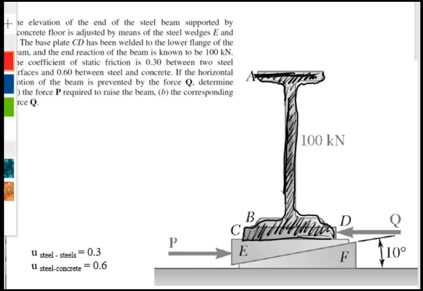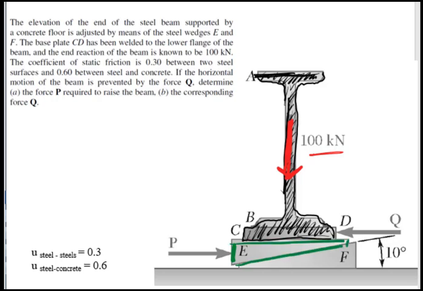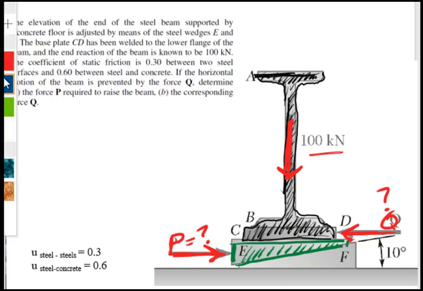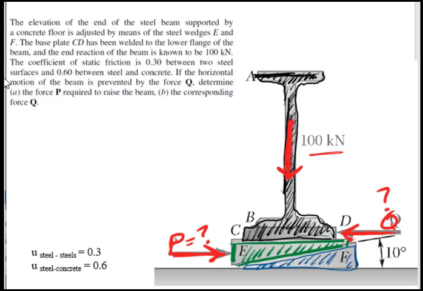It tells us that the weight of this I-beam is 100 kilonewtons, so that's going to be acting straight down. And it's supported by a couple of wedges. So here's this wedge E at 10 degrees, and we're going to push this wedge, and that's going to raise up the I-beam. We want to know how much we have to push this wedge. We'll see if there's a little bit of a mechanical advantage here from this 10 degrees. Then there's one other wedge on the ground, and we're given some friction coefficients, between the ground and the wedges and between the wedges.